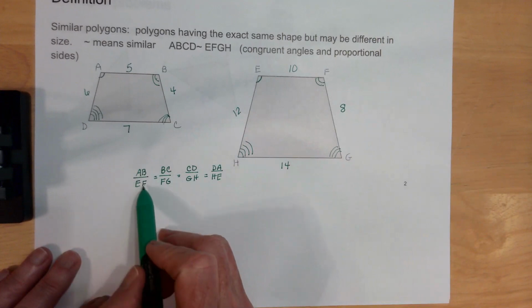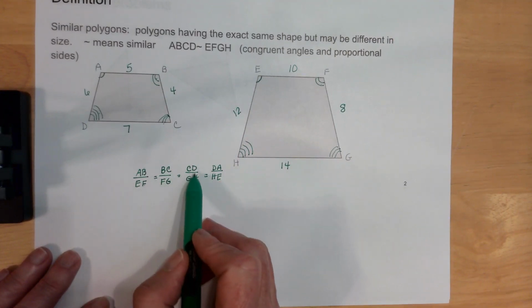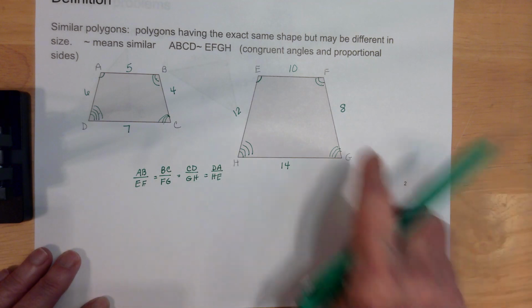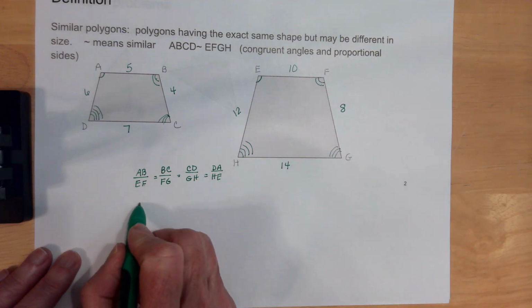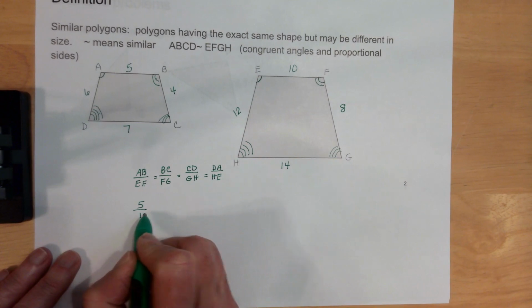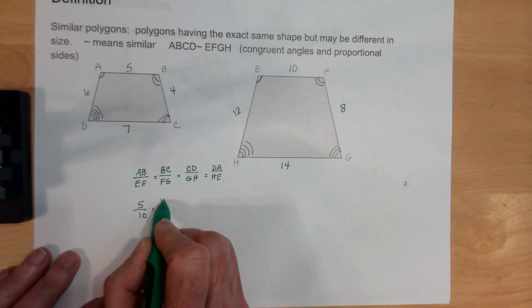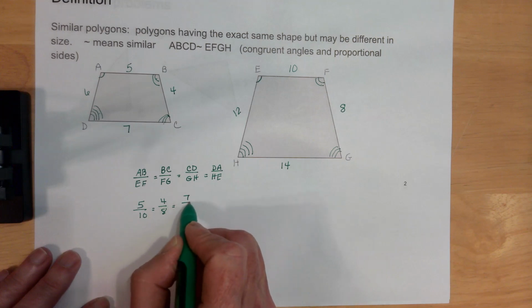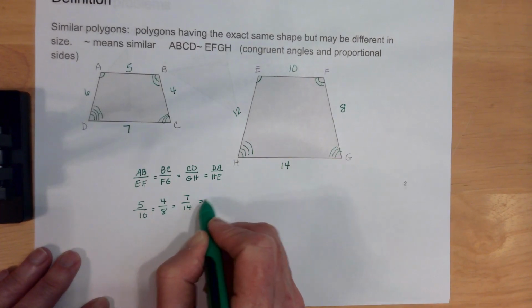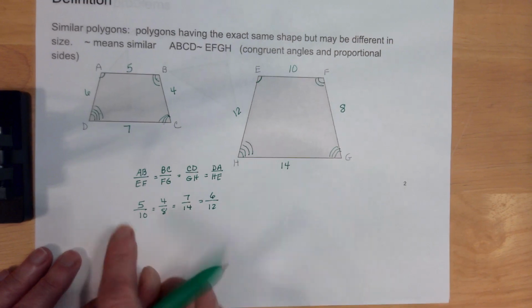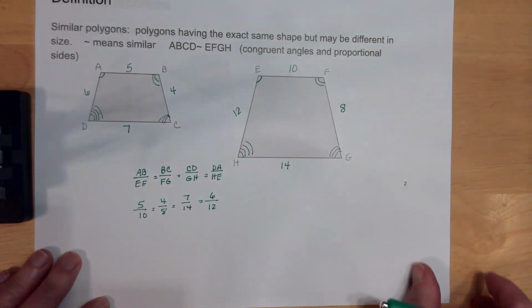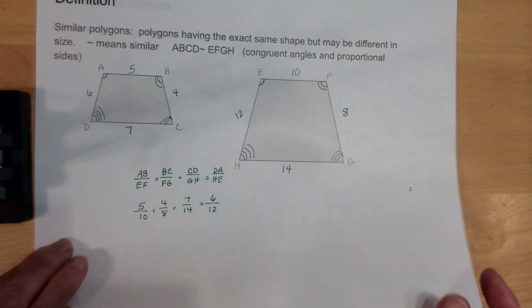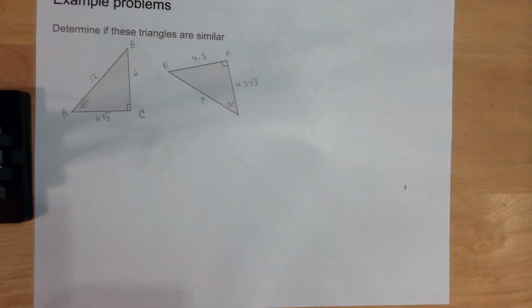Then each one of them would have a proportion of 1 over 2 when they were reduced down, because I would have 5 over 10, 4 over 8, 7 over 14, and 6 over 12. So each one of them would reduce down to 1/2. So I would know that the sides would be proportional.